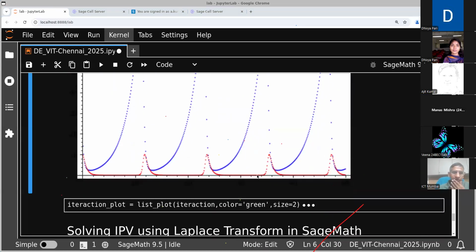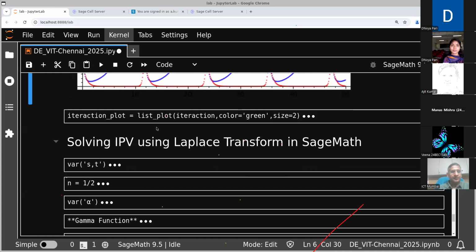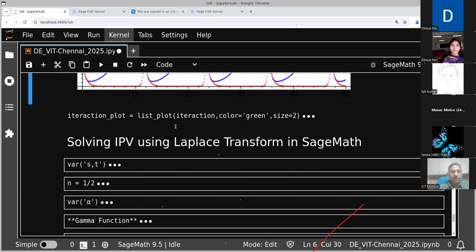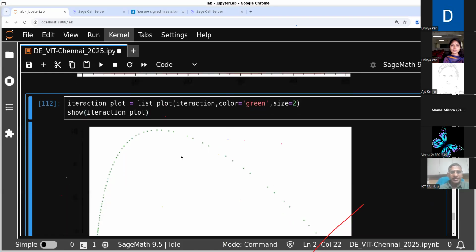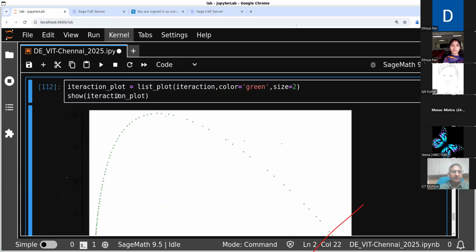The solution, you can see here, this red one, think of this as rabbits, and the blue one is, let us say, foxes. If the population of rabbits grows, the population of foxes also grows, and so on. So that is how you can see it, or you can even plot the interaction plot. This is how it looks. This is the interaction plot. Okay.